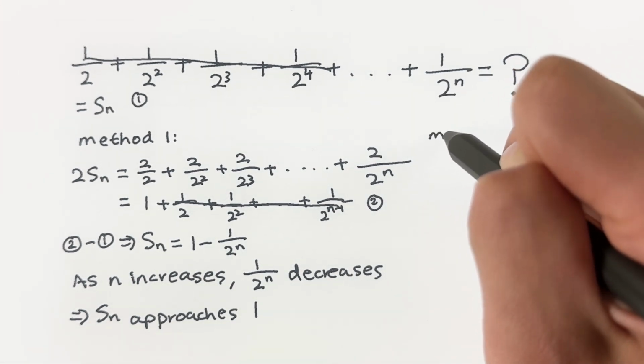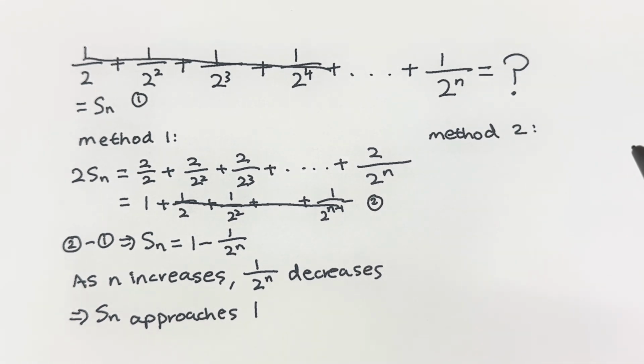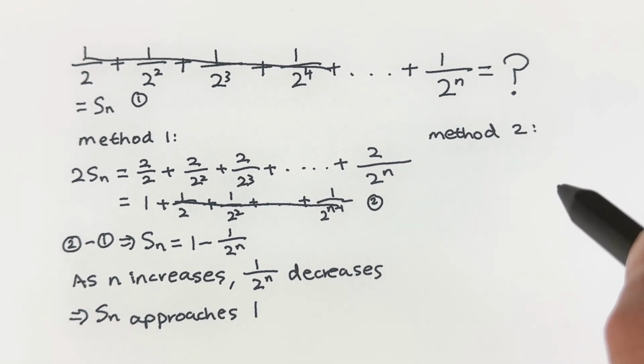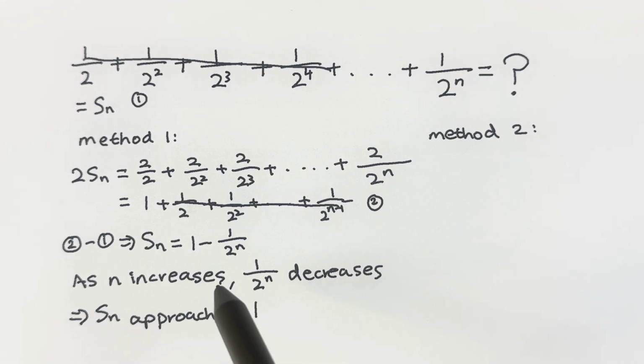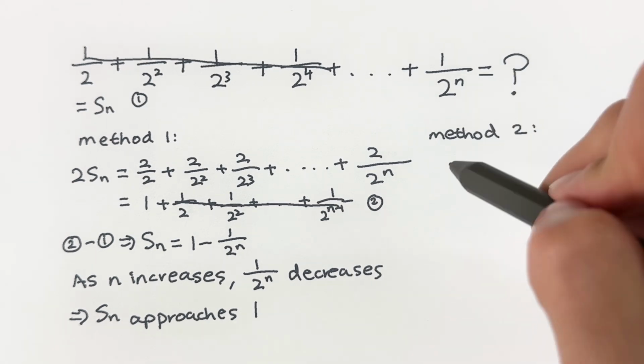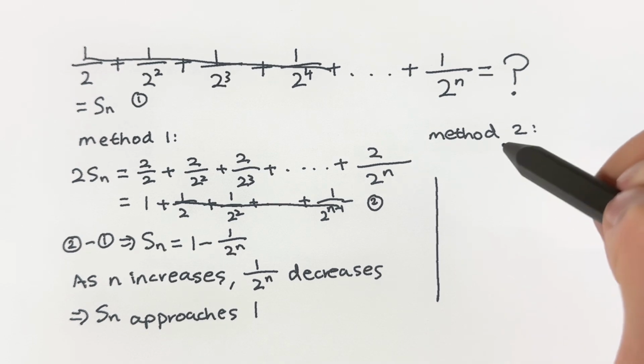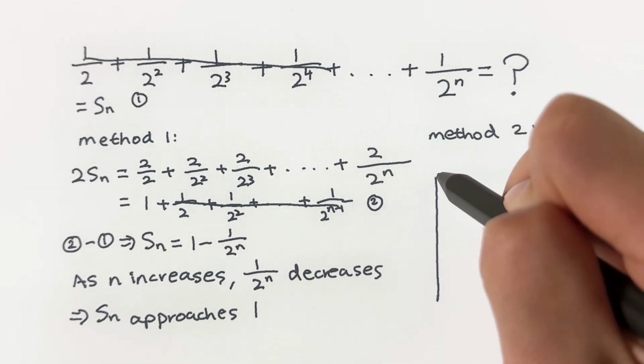Then for method 2, we'll be using geometry. So once again, in the algebra method, we had 1 minus 1 over 2 to the power of n. So in geometry, 1 corresponds with a square of side length 1. Then 1/2 will just mean half the area of a square.